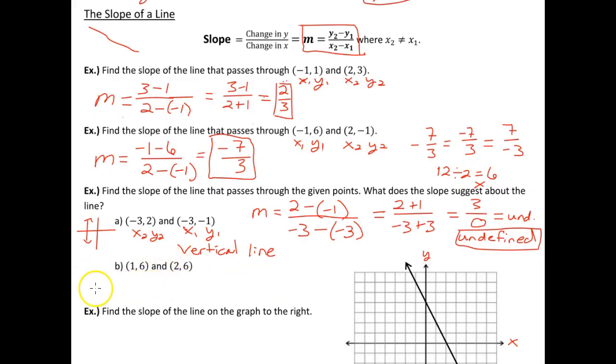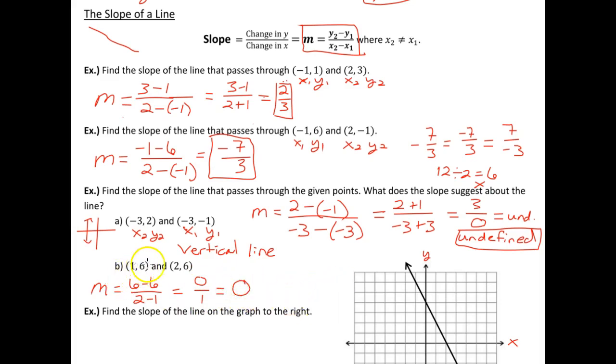Alright, let's look at this next one. So I'm not going to label it, but let's just try. m equals, I'm going to use this as point 1 and that as point 2. y2 minus y1 divided by x2 minus x1. 6 minus 6 is 0. 2 minus 1 is 1. So these are different. Be careful. This is not undefined. This slope is 0. I can take 0 and divide it by 1 and get 0. Right? This is a real number answer.